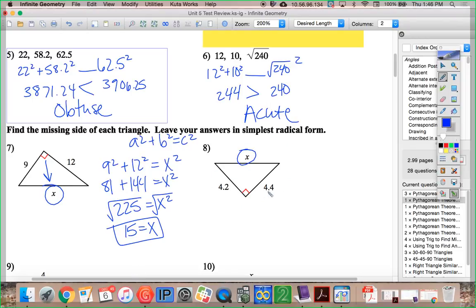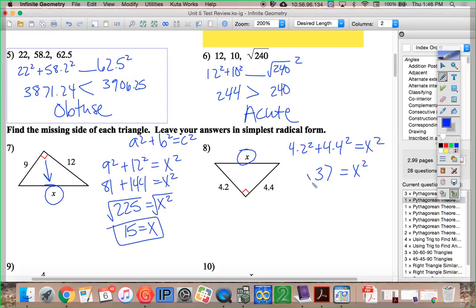This one on the test, I'm going to actually let you just round to the nearest whole number. I'll show you both ways on here, though. So we have 4.2 squared plus 4.4 squared, and that equals x squared. So I'm just going to do that in my calculator. Square those and add them together all in the same step. You get 37.